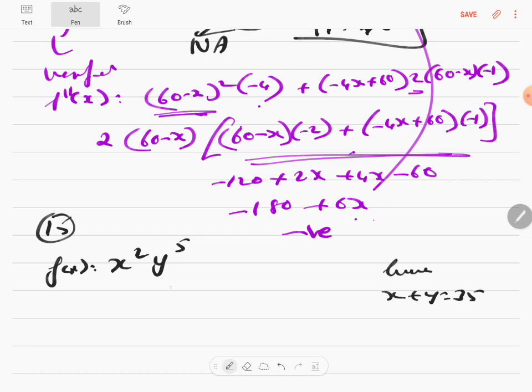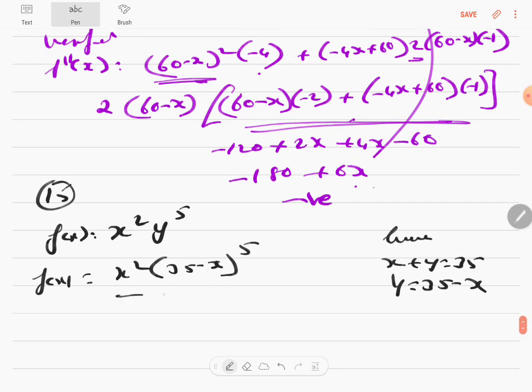You can't have two variables. Before differentiating, you should convert one into the other. Madhav, just focus. So y is equal to 35 minus x. So substituting here, I can also extend this a little so that you can focus well. Yeah, so it's comfortable now. So then x square into what is y? 35 minus x the whole to the power 5. This is my f of x or y.